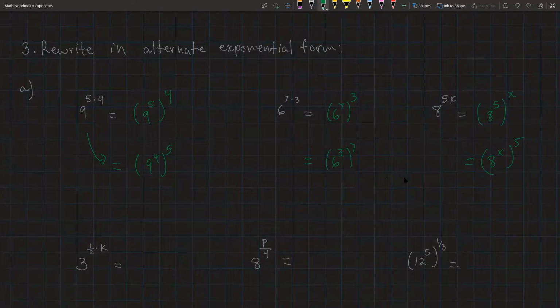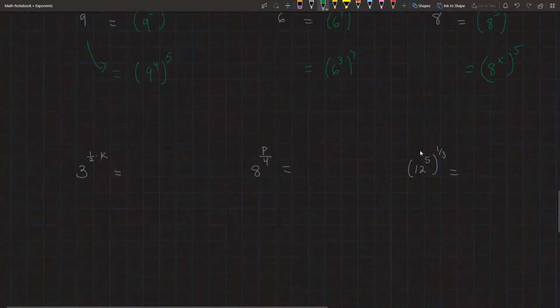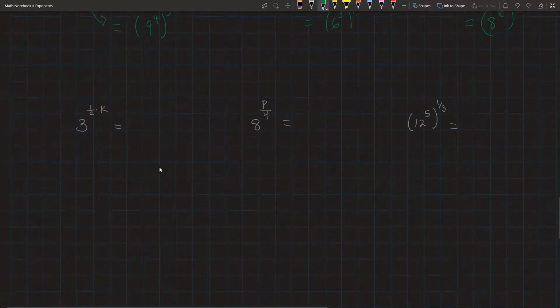Nice. Hopefully you're getting experience and comfortability with these. Pretty basic ideas in my opinion still. All right, next one could be written as 3 to the 1/2.